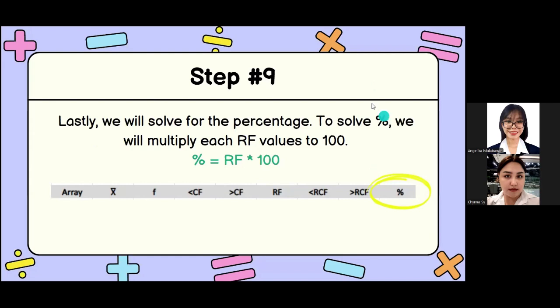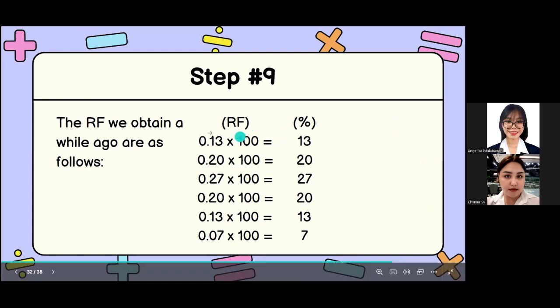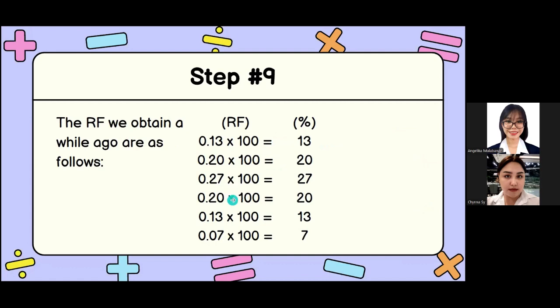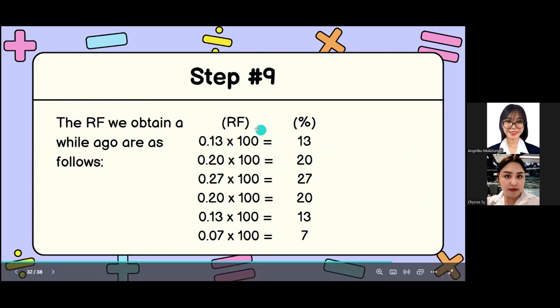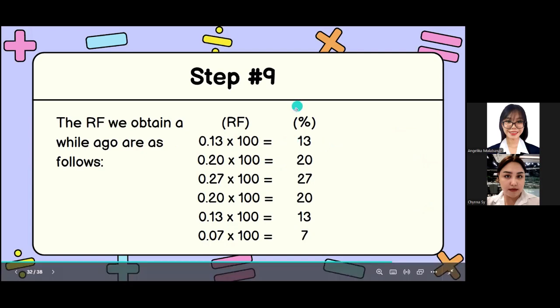Moving on. Sa last step, which where we will solve for percentage. And to solve for percentage, all we have to do is multiply RF values to 100. Ito yung formula niya. So, ganito siya gawin. Again, kailangan natin si RF. Ito yung RF natin, yung 0.13, 0.20, 0.27, 0.20, 0.13, and 0.07. Lahat yun, isa-isa, we will multiply each by 100. And yung answer doon, yun na yung magiging percentage natin.